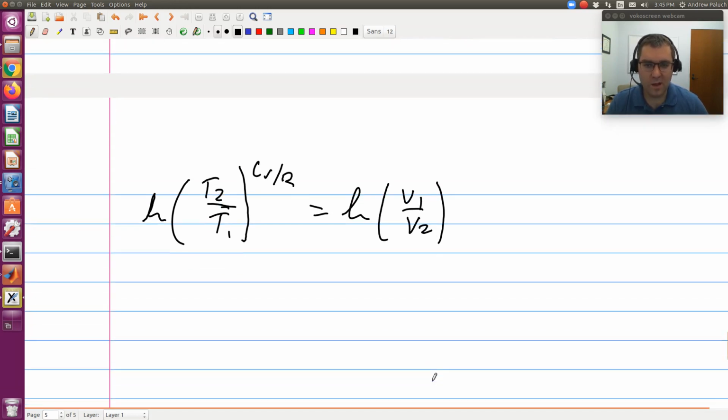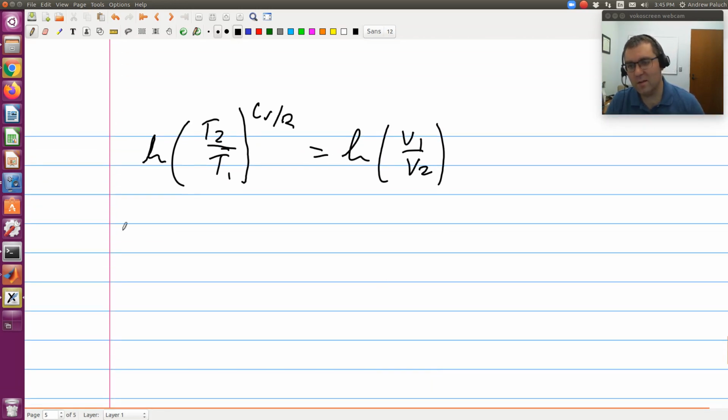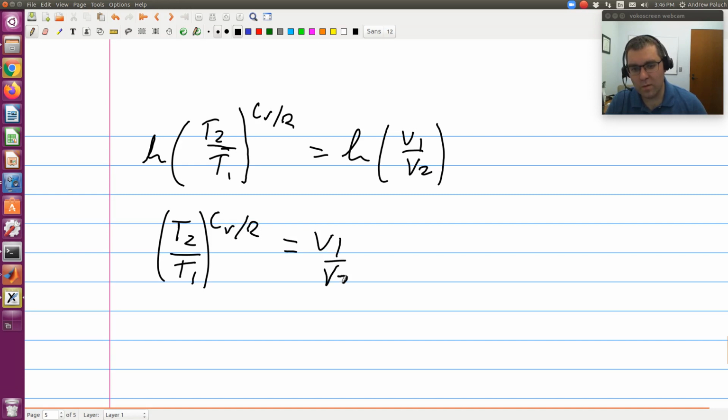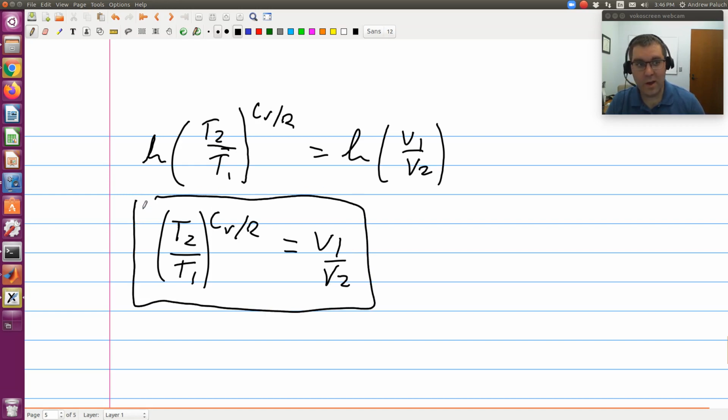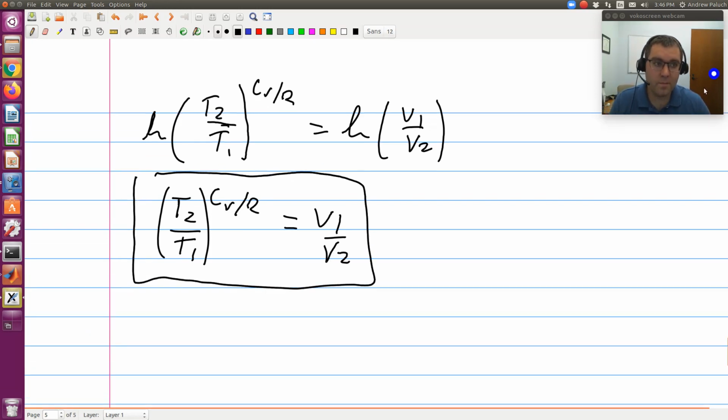And then next I'll take the exponential of both sides. So this becomes T2 over T1 raised to the CV over R is equal to V1 over V2. This term is dimensionless, it's a ratio of volumes. This is a ratio of temperatures. It's dimensionless. CV over R is dimensionless. For temperature though, you just need to make sure you're using absolute units.